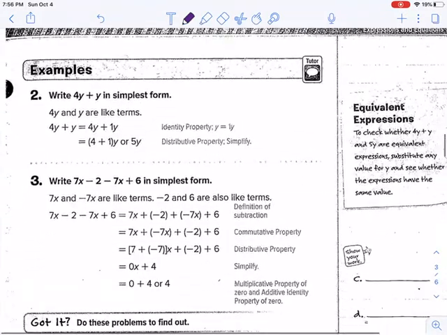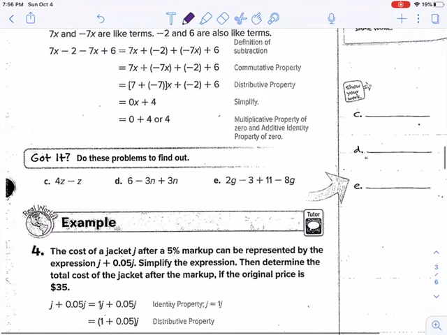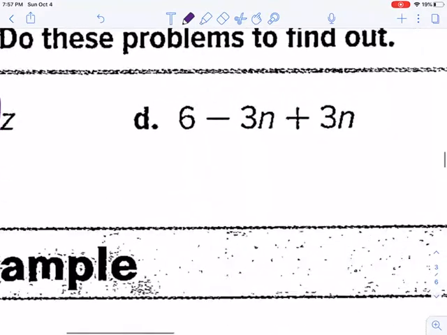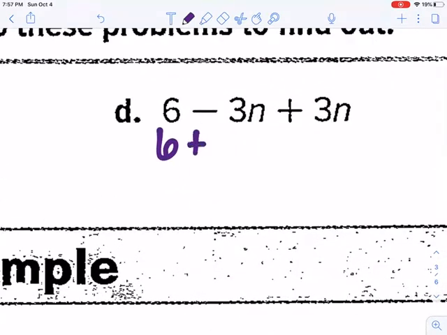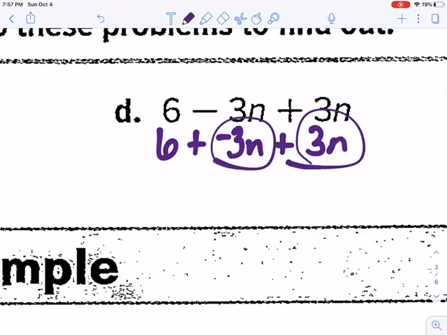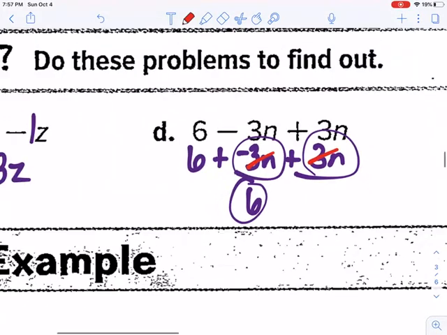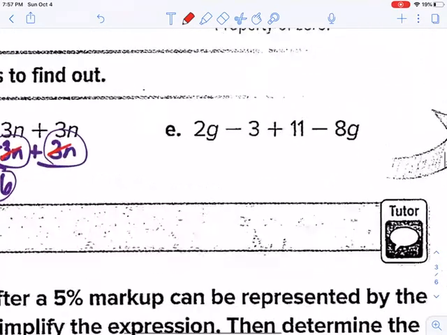Now we can simplify these. We can combine our like terms. So let's look at the bottom there, letter C. Remember I said before, if you have a variable by itself, you can always put a 1 in front of it. So this one you have like 4 zebras minus 1 zebra, so that would give you 3 z's. In this one, I'm going to change the subtraction to addition, next number to its opposite. You can combine the n's. Now notice they're opposite, so they actually cancel each other out, and you're left with just 6. So if you want to put a line through those just to show that they do cross out.